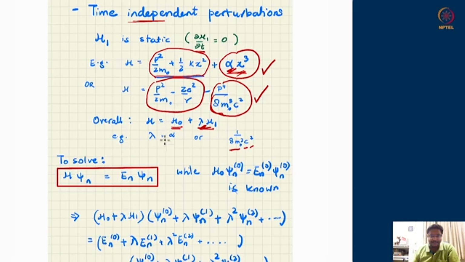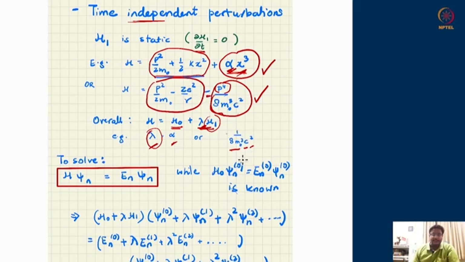So these are the parameters which tell us that certain new operators are coming along with a coupling parameter lambda. For the first case, the operator part h1 is x cubed, while the coupling parameter lambda is alpha. For the second case, the operator in the new Hamiltonian is p to the fourth, while the coupling parameter lambda happens to be minus 1 upon 8 m naught cubed c squared. The minus sign is here as well.